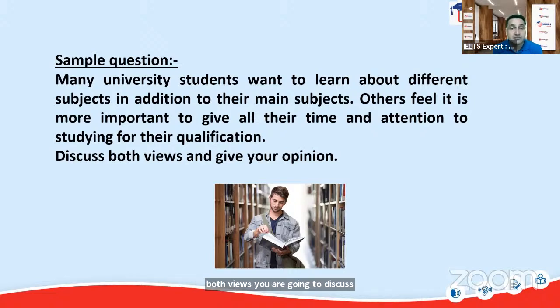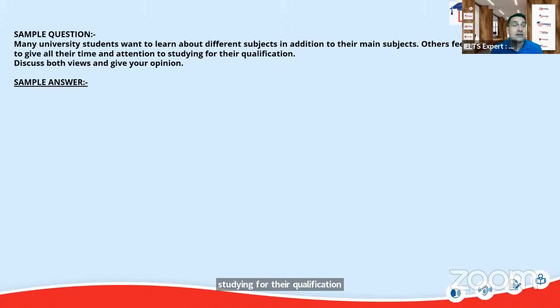Now we are going to look at a sample answer. So the question is fairly clear. Many university students want to learn about different subjects in addition to their main subjects. Others feel it is more important to give all their time and attention to studying for their qualification. Okay, sample question, the same question that we discussed. So the first thing is that we are going to write 4 paragraphs. 4 paragraphs should be there.